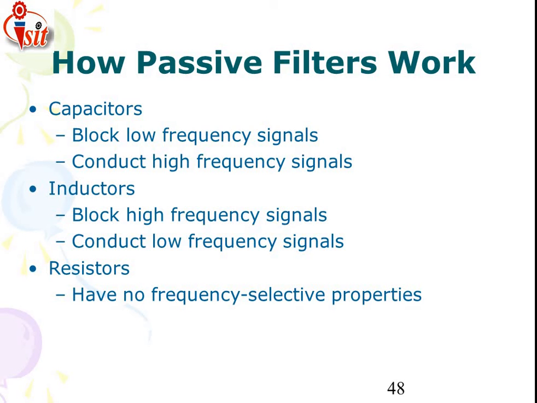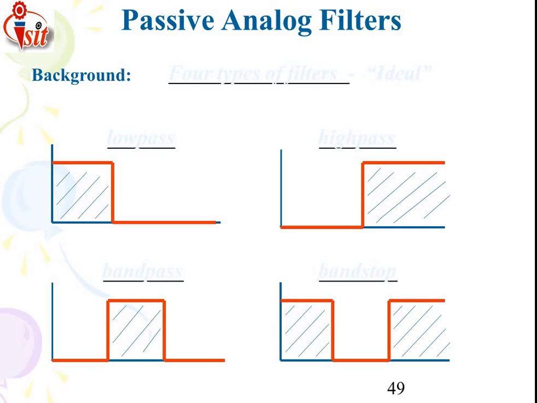How do passive filters work? The passive filter works depending upon three parameters. First one is capacitors, which block the low frequency signal and conduct the high frequency signals. Then inductors block the high frequency signal and conduct the low frequency signal. Along with that, resistors have no frequency selective properties. Then passive analog filters: there are four types of filters, that is the ideal.